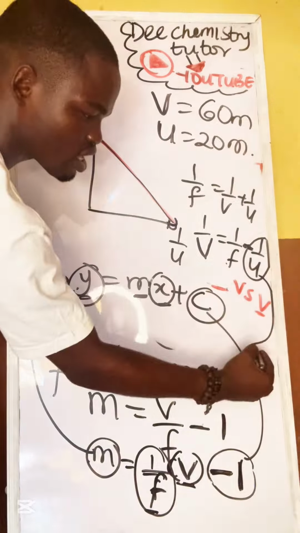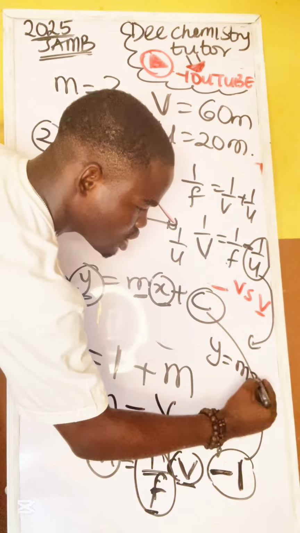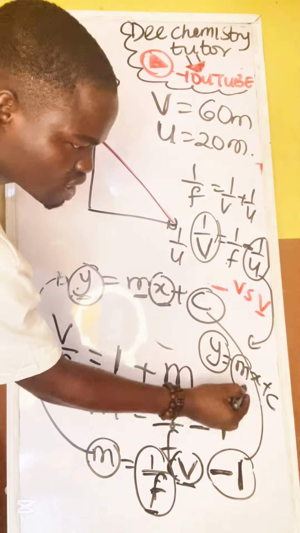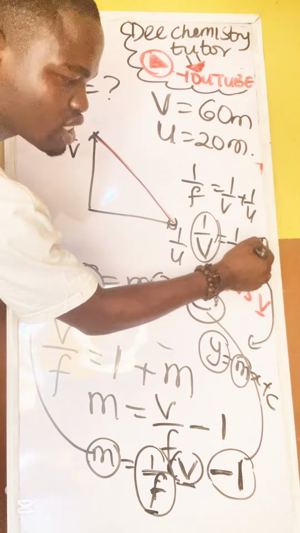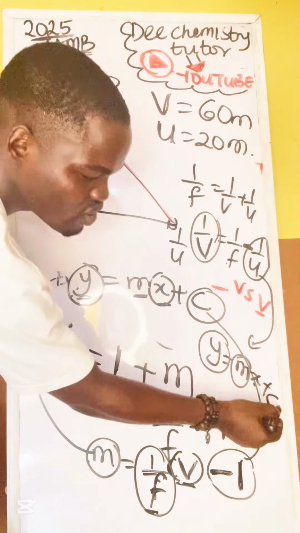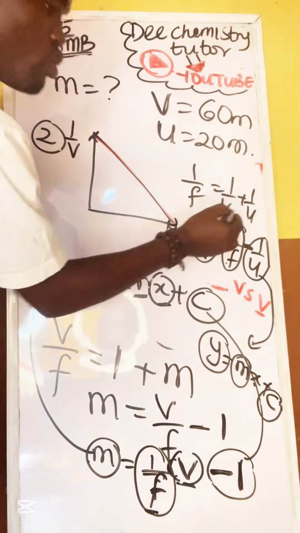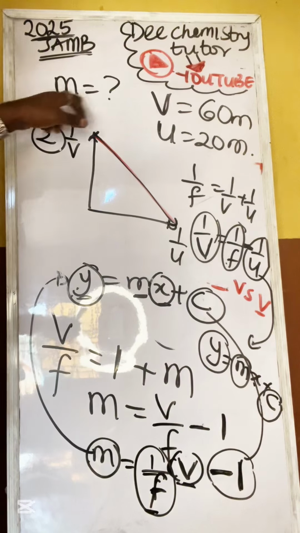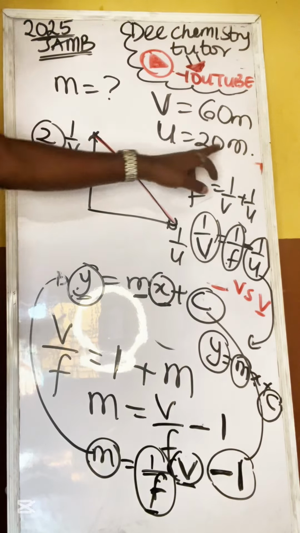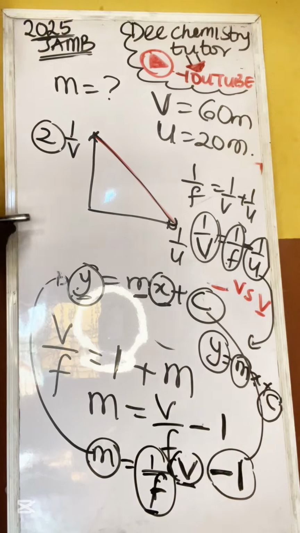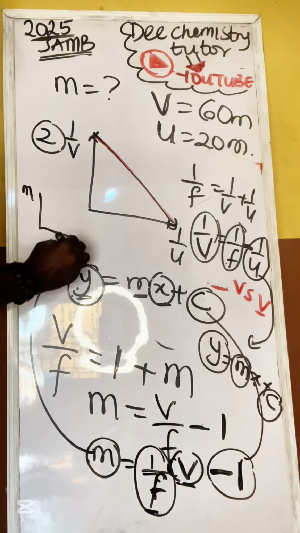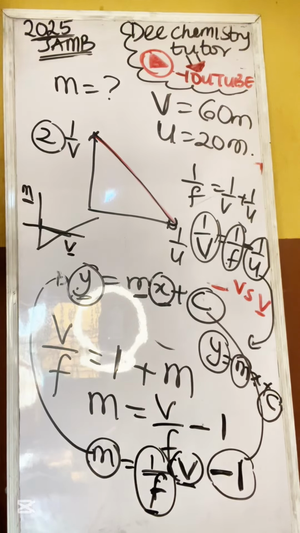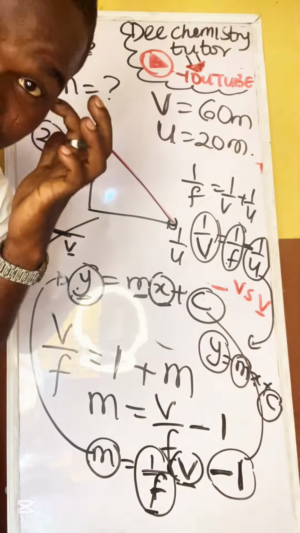So in this case, if I compare with the y equals mx plus c, what do you observe? The y is 1 over v. The gradient is minus 1 in this case, because the x-axis is 1 over u. Then you see that the intercept is now 1 over f. Okay, I hope that makes sense. So solve this question. Calculate the magnification if v equals 60 meter, u equals 20 meter. Don't ever forget these two graphs. When you plot m against v, it's going to cut this and go like this. This is image distance and magnification.